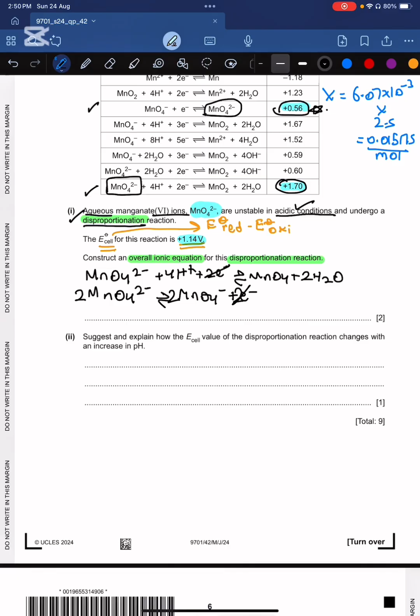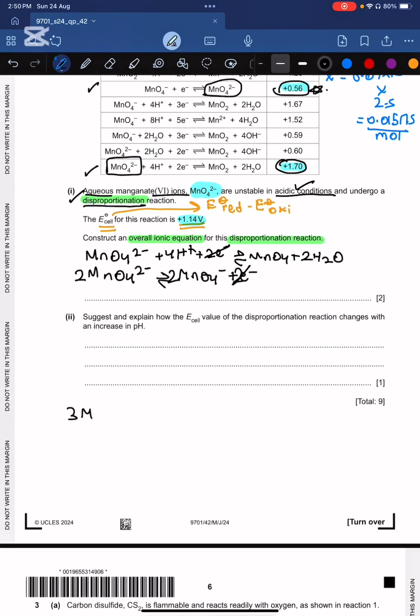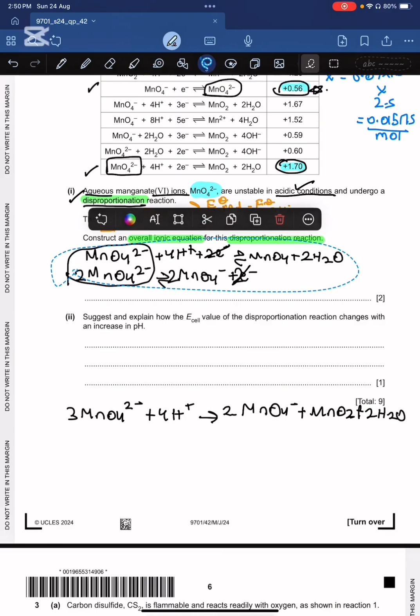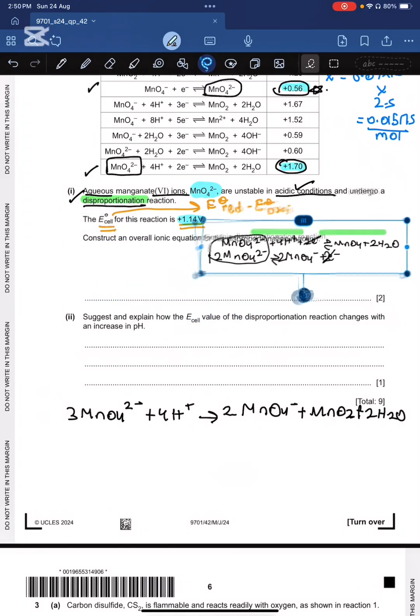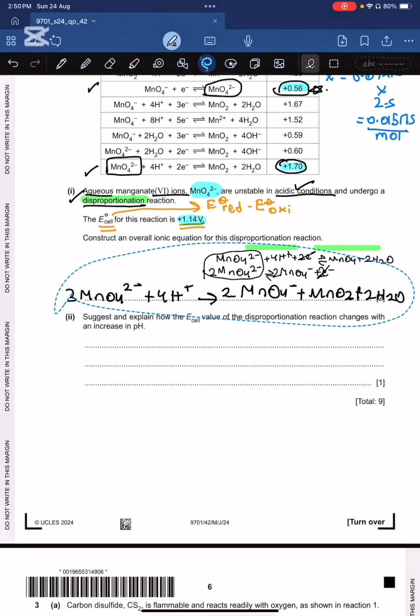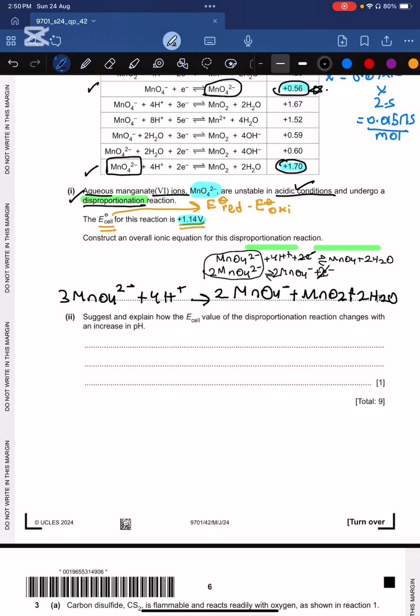Furthermore, is there anything else that can get cancelled? Nope, nothing else. It's always the electrons only that get cancelled. Now, 3MnO4 2 minus, which is this, plus 4H plus gives 2MnO4 minus plus MnO2 plus 2H2O. I can just make this smaller, and now I can place this equation right here. Simple.